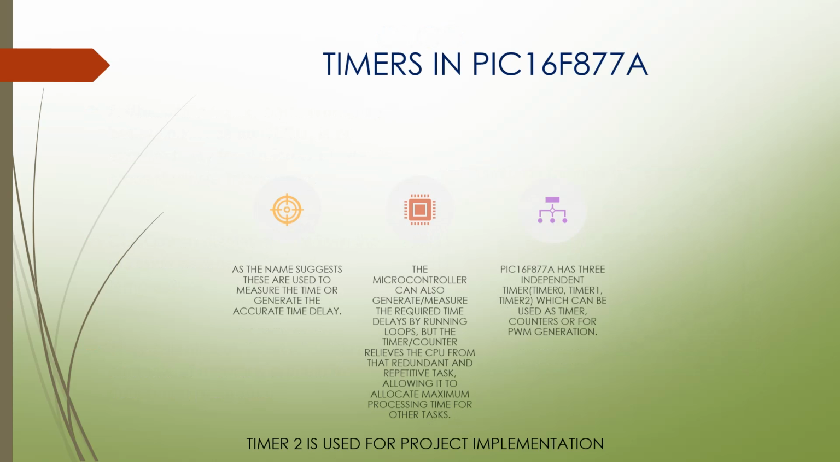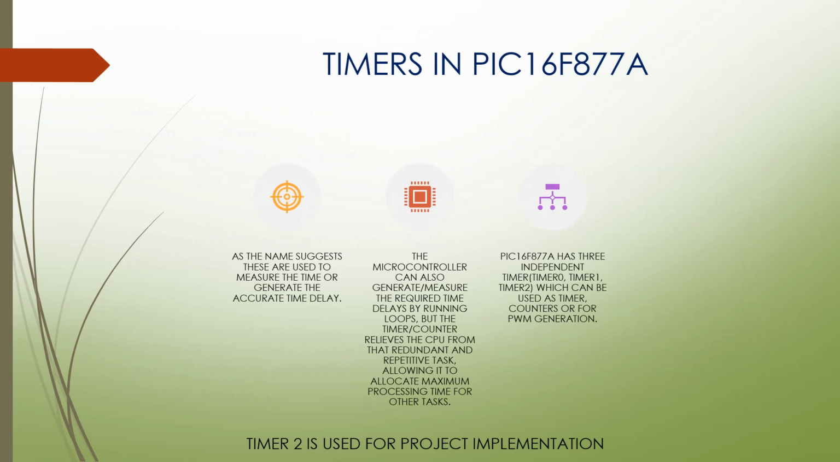Timers in PIC16F877A, as the name suggests, are used to measure time or generate accurate time delay. The microcontroller can also generate the required time delays by running loops, but the timer or counter relieves the CPU from that redundant and repetitive task, allowing it to allocate maximum processing time for other tasks. PIC16F877A has three independent timers, timer 0, timer 1, and timer 2, which can be used as timers, counters, or for PWM generation. Timer 2 is used for project implementation.